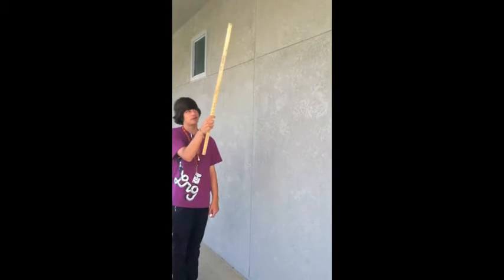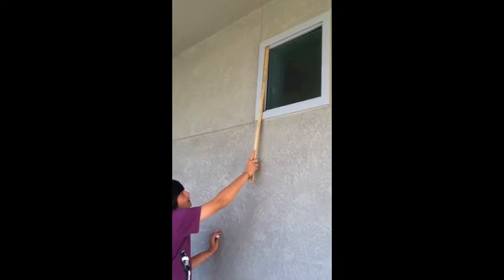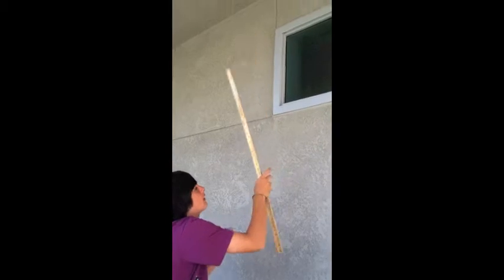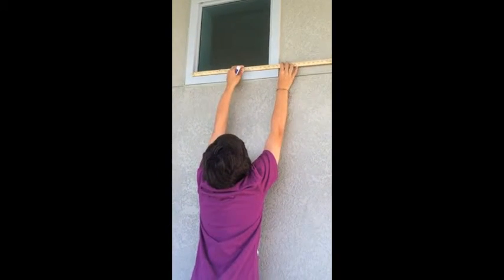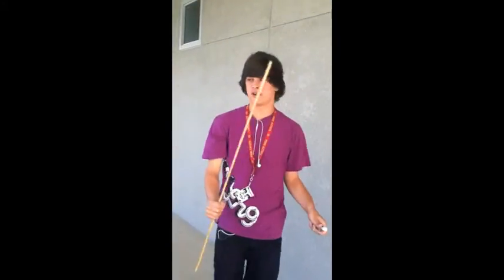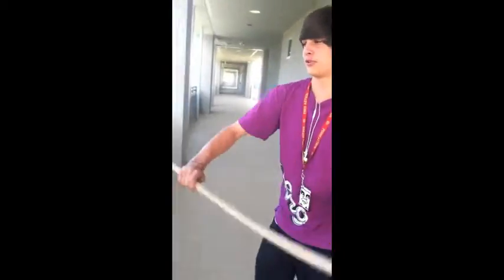Our real world example is we're going to find all the lengths of this window. So to start off, I'll measure the side. Alright, it looks like we got 20 inches right here, and this is 20 inches also. So that's going to be our real example, and we're going to come to the whiteboard.